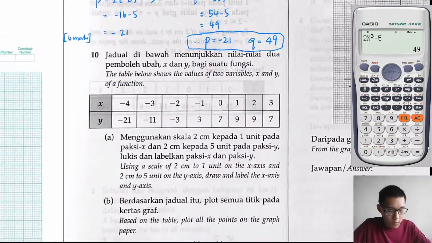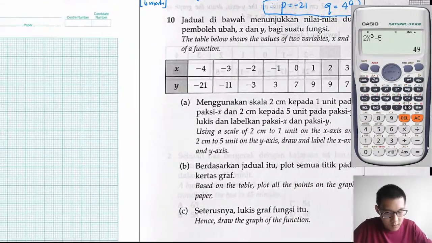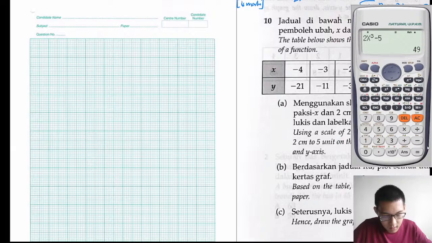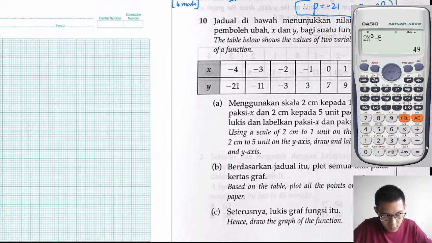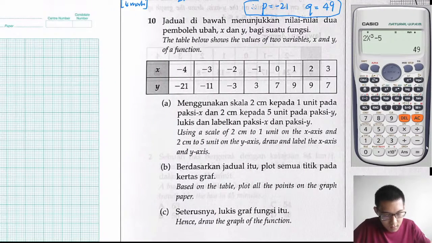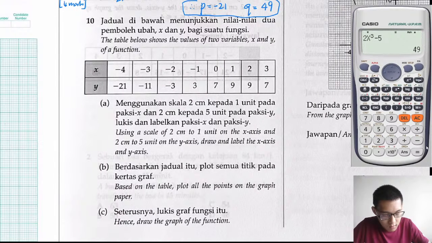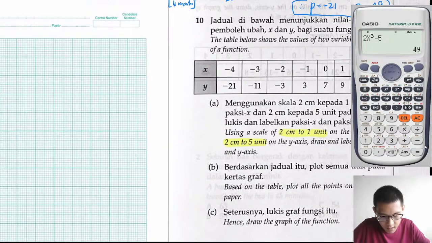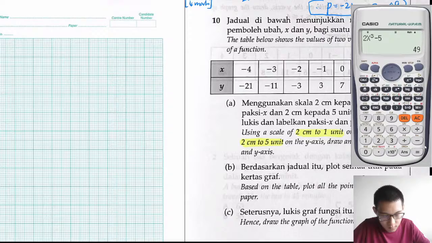Okay, let's go to question 10. It's a graph plotting. So I have a graph here. Try to understand what's the question. Using the scale 2 cm to 1 unit on the x-axis, 2 cm to 5 units on the y-axis. Label the x and y-axis. We need to label also.